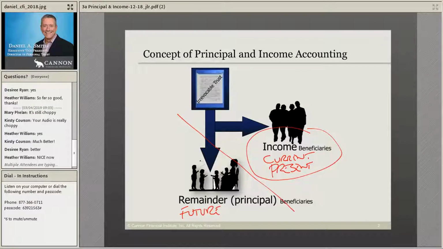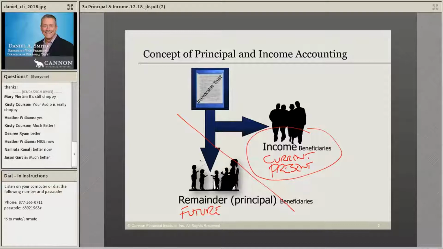All right, so we'll use that. So the concept of principal and income law simply indicates that when you have principal and income law, you've got this irrevocable trust. You've got two different sets of beneficiaries, an income or present interest beneficiary, and then you have future interest beneficiaries as well. When we look at those two pieces, obviously we need to keep an accounting.